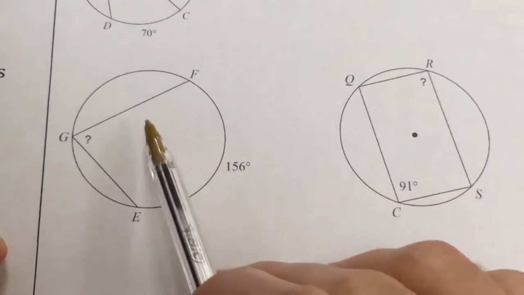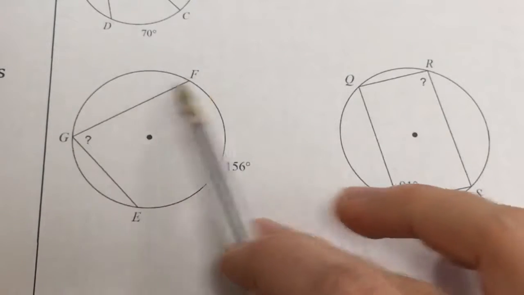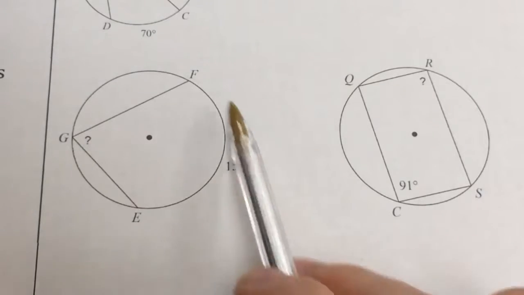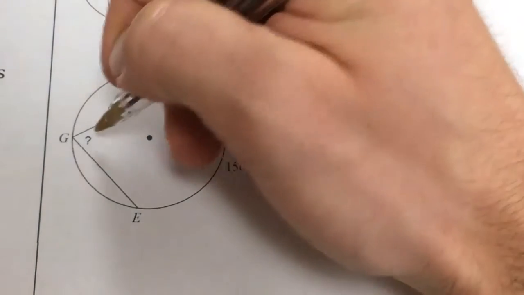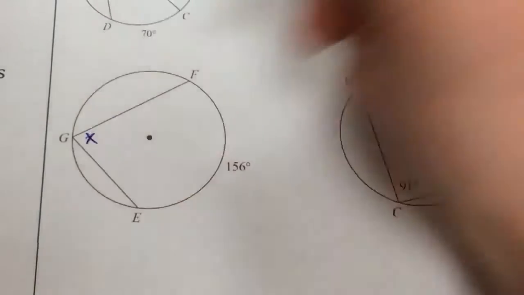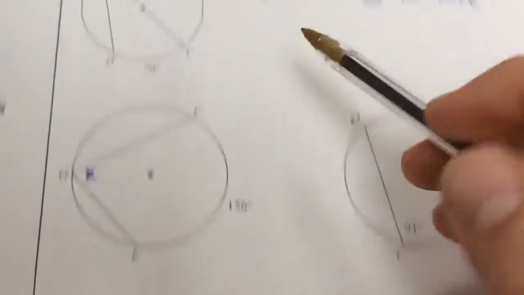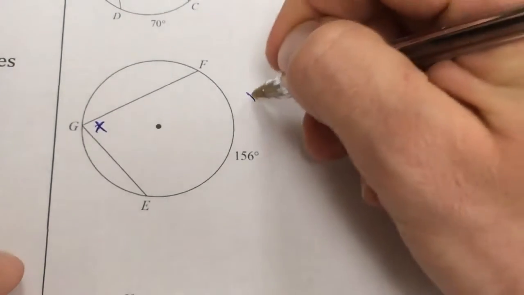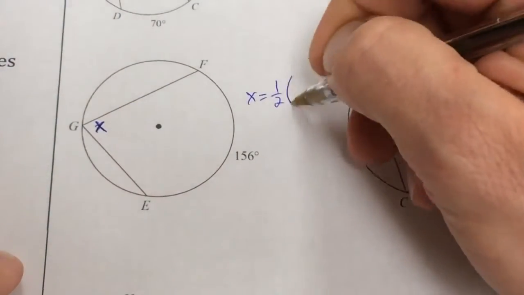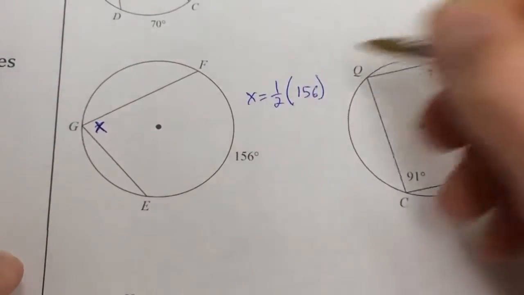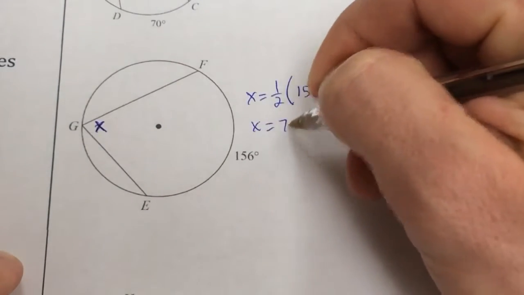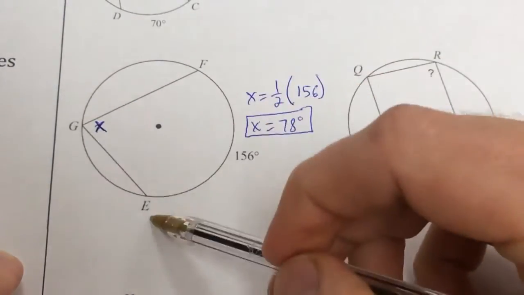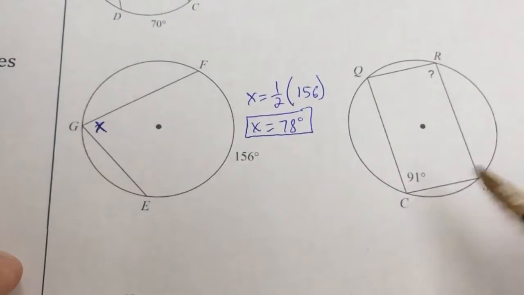The first one, I have my circle, F, G, and E are the points around the circle, and I want to find the inscribed angle if I have an arc out here that's 156. I'm going to change this from a question mark to X. Okay, that's what I need to find. Well, I know that my inscribed angle is half the measure of the intercepted arc, so my angle X there is going to be half of 156. All right, and half of 156 is 78 degrees, so the value of my angle FGE is 78 degrees. Okay.